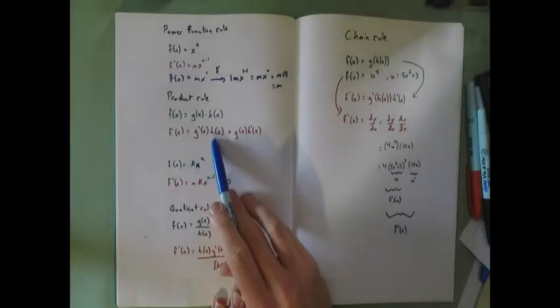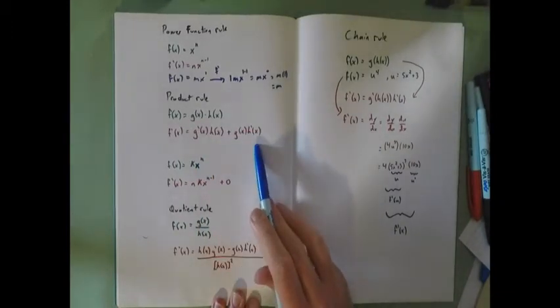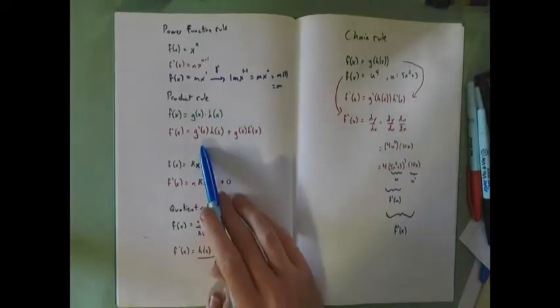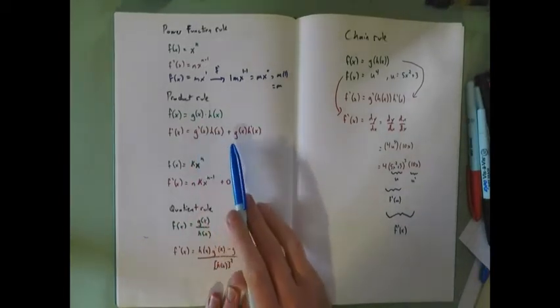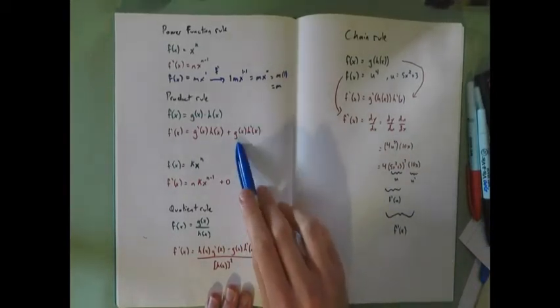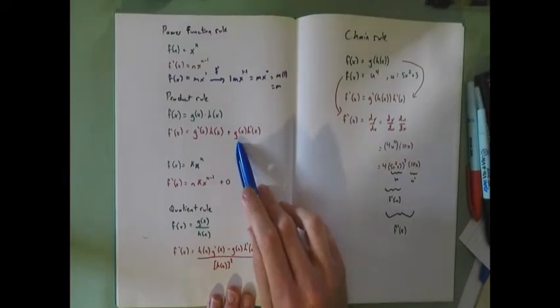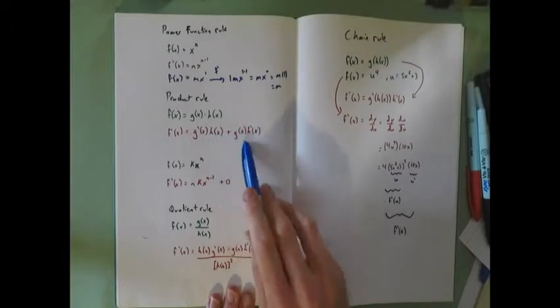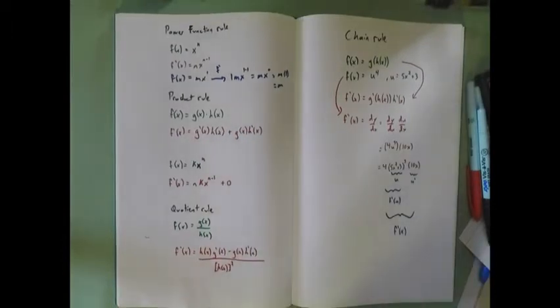g prime times h plus g times h prime. And you'll see the order flipped, and this is the really beautiful thing. This is the same as, say, g prime h plus h prime g, which might also be a little easier to remember. The order of these doesn't matter. 2 times 3 is the same as 3 times 2. A plus b is the same as b plus a, so the order here doesn't matter.